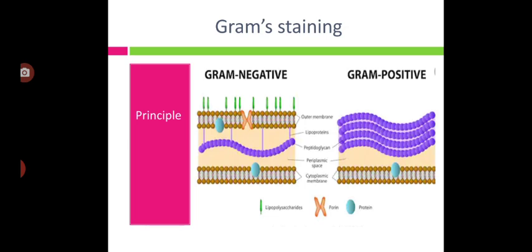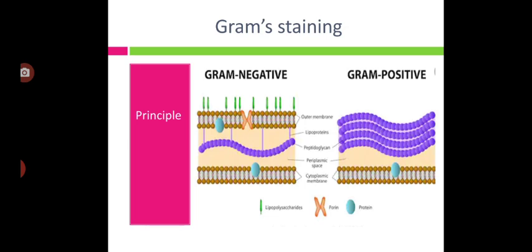And since the peptidoglycan layer in gram negative bacteria is thin, the crystal violet stain which has entered inside will leak out because of the thin peptidoglycan layer. It will leak out and be washed off, and the cell gets decolorized. All the color gets removed. This is in the case of gram negative bacteria.